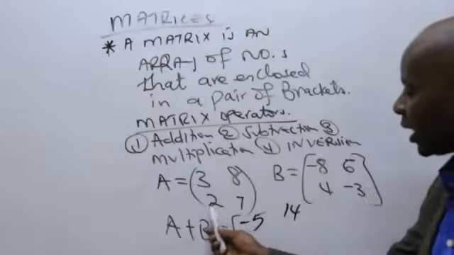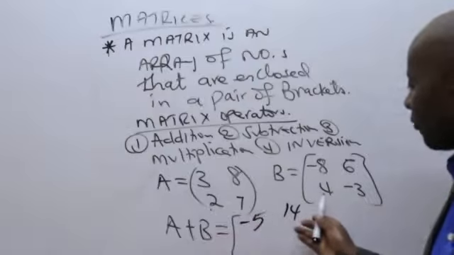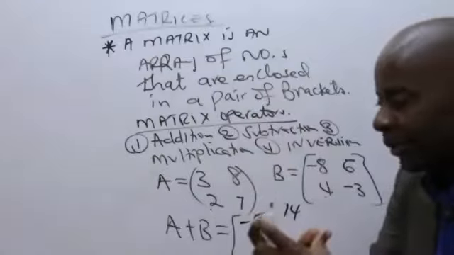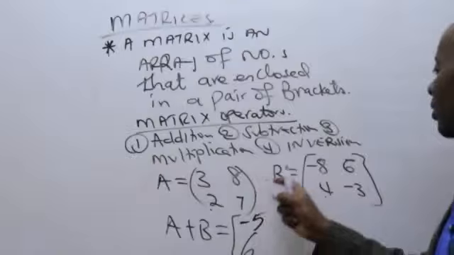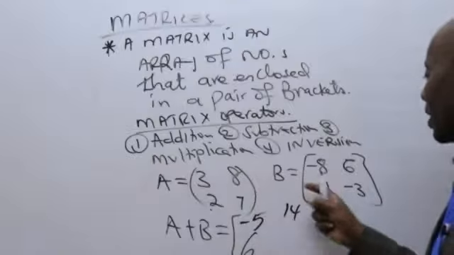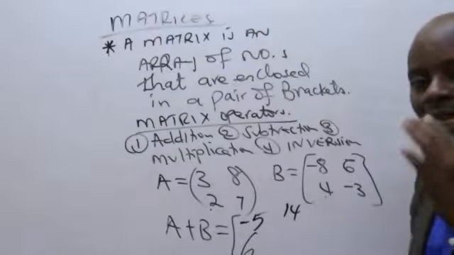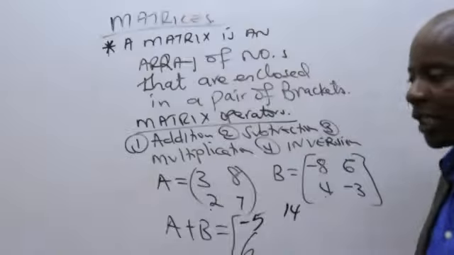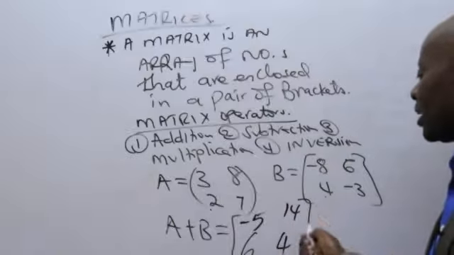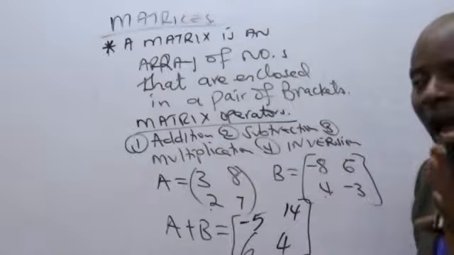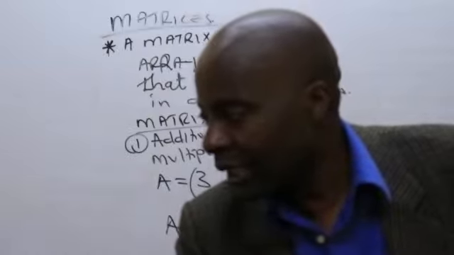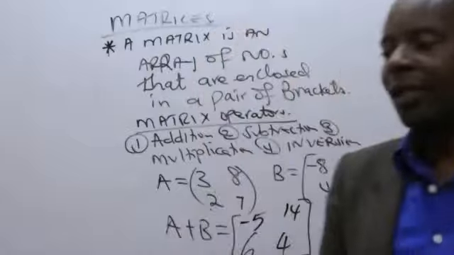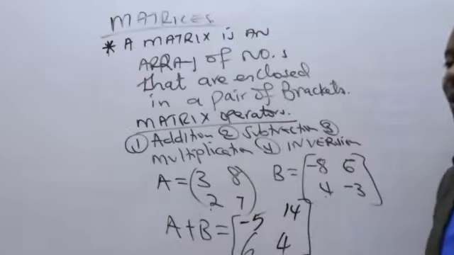And then we have the third element. So we have 2 and 4. When you consolidate them together through addition, 2 plus 4 will give us 6. And then we have 7 plus -3, that gives us what here? That gives us 4. And that is it as pertains what here? Addition of matrices. So addition of matrices really is not a tough thing.